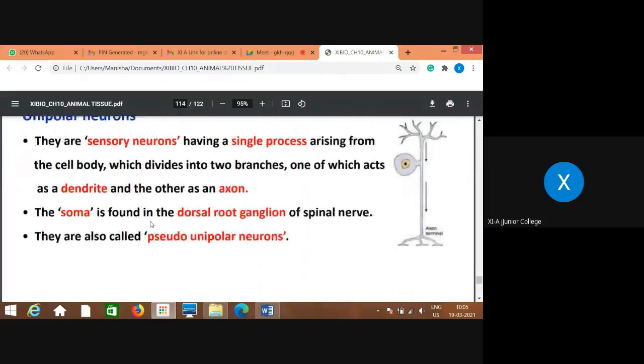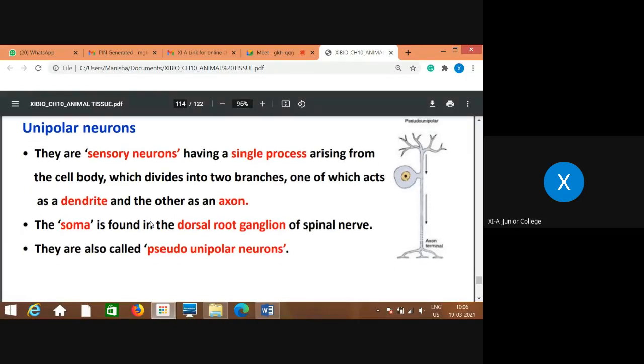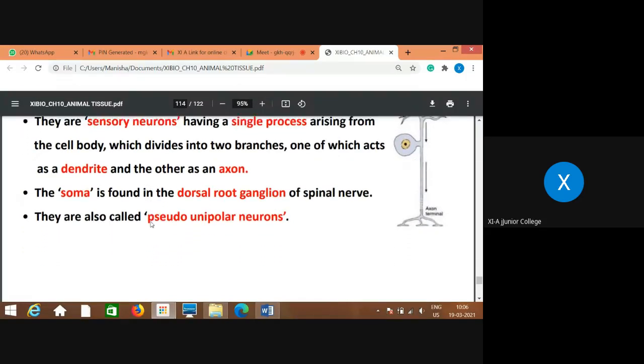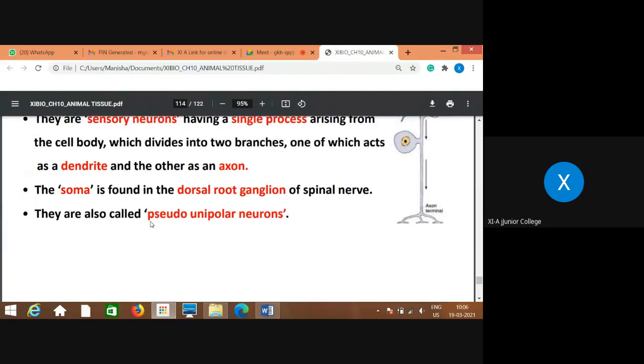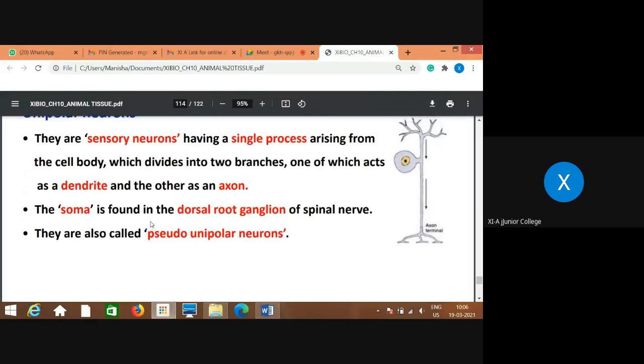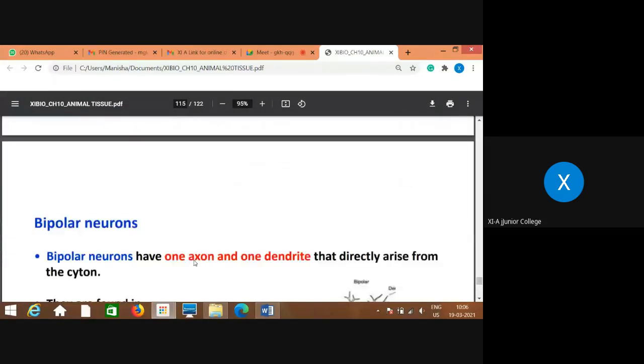Now we'll see the same things I just explained. Sensory neurons have a single process arising from the cell body, which divides into two branches, one of which acts as the dendrite and the other one the axon. The soma is found in the dorsal root ganglion of the spinal nerve. Also called a pseudo-unipolar neuron. Pseudo means false. It gives the appearance of unipolar, but sometimes looks to some extent bipolar also. So this is called a pseudo-unipolar neuron.